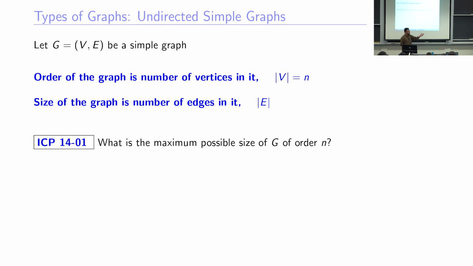So what is the answer? N minus 1? No, n choose 2. N choose 2 is the definition of how many subsets of size 2 there are for an n-set, right? Is this clear to everyone? The answer to this question is n choose 2.